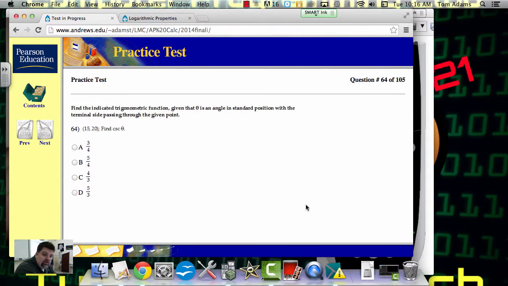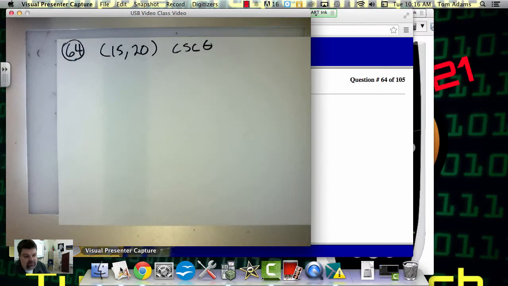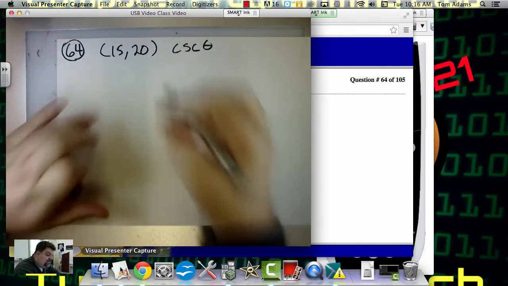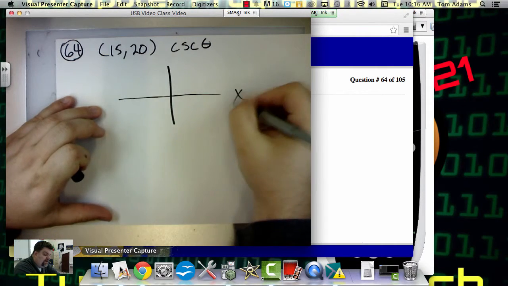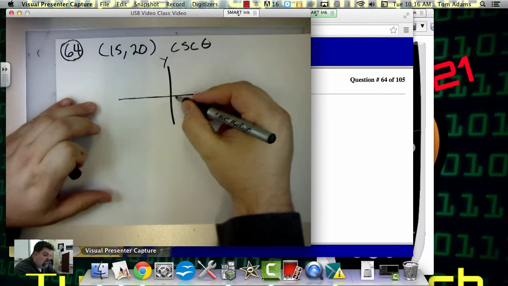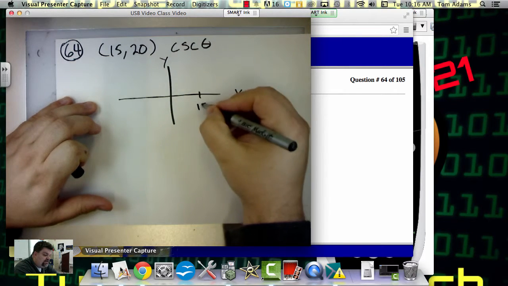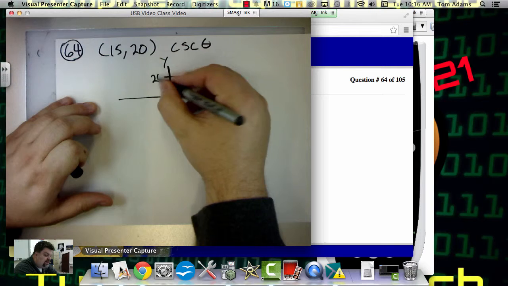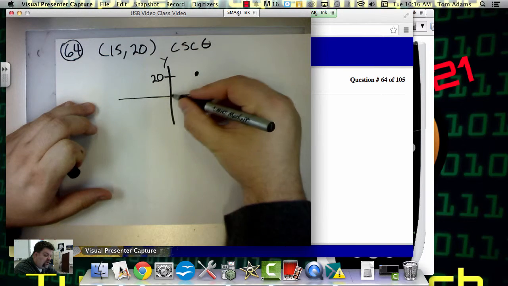Problem number 64 says that we have this point (15, 20) and they want us to find cosecant of theta. Starting from the terminal position, it ends up at this point. What that means is that if I think of a standard circle, if I go 15 units over and 20 units up, I have this point on the line.